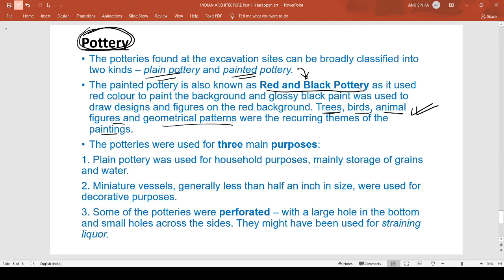Do you get that? In the painted pottery, we have more importantly what is mostly known as the red and black pottery. Why is it known as the red and black? Because the background is red and we are doing the painting with the black color.